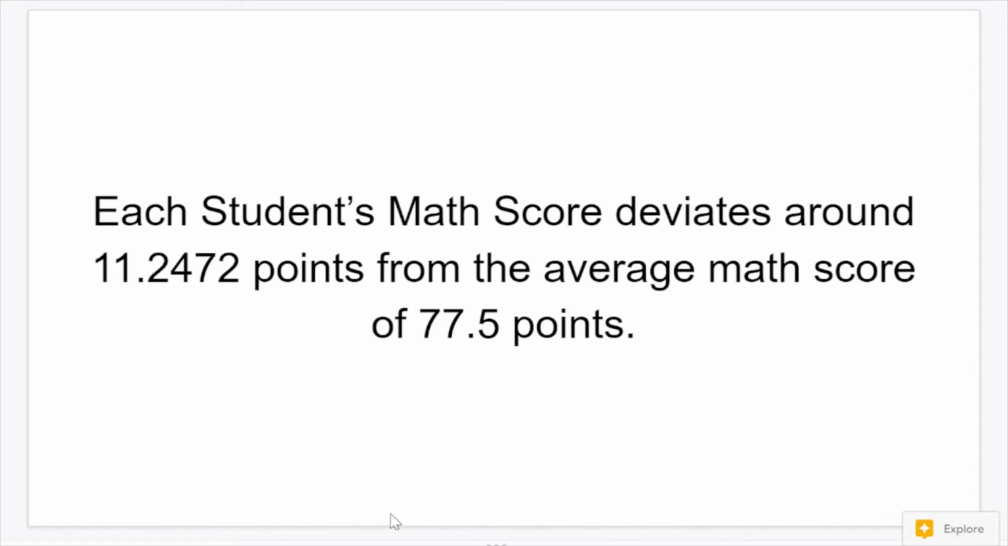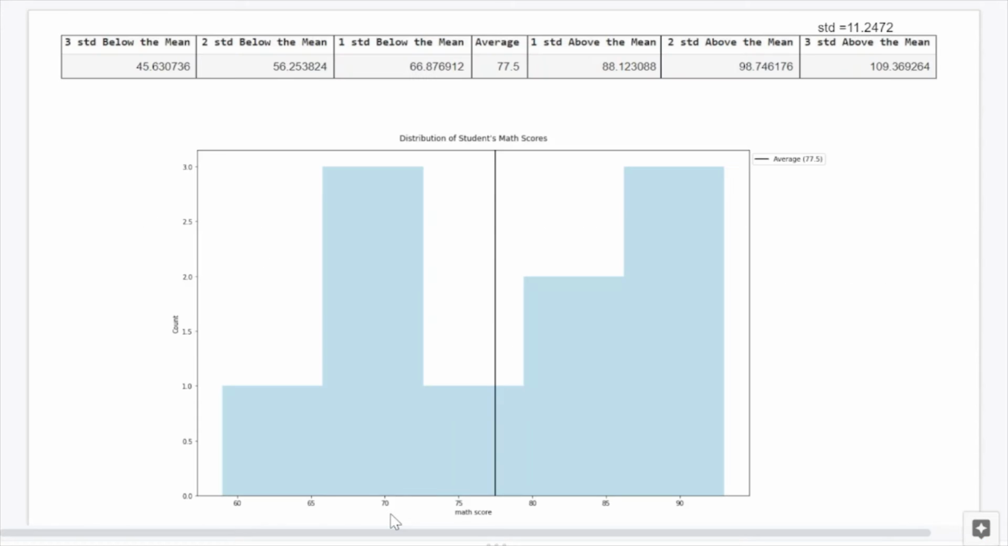Now, what does this mean in context? Each student's math score deviates around 11.2472 points from the average math score of 77.5 points. That is what the standard deviation means in the context. Now, let me show it to you graphically.